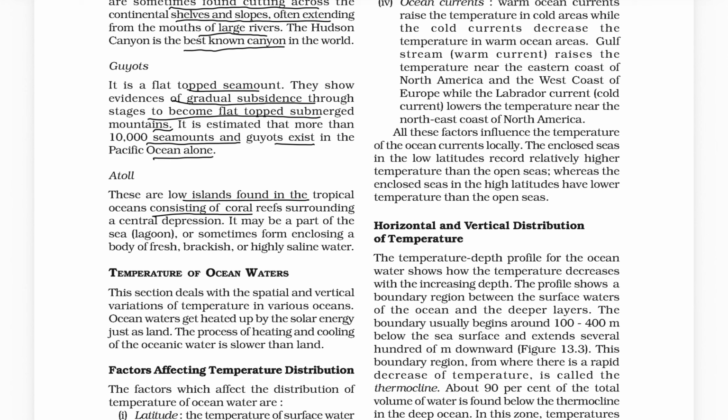Atolls are low islands formed in the tropical oceans, consisting of coral reefs surrounding a central depression. It may be a part of the sea, a lagoon, and sometimes it encloses a body of fresh, brackish, or highly saline water. So atolls are low islands mostly found in tropical oceans, consisting of coral reefs surrounding depressions.